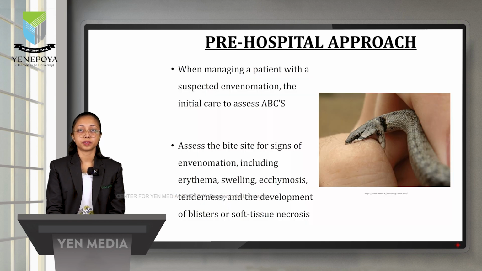Now, pre-hospital approach. When managing a patient with a suspected envenomation, the initial care is to assess ABCs, and assess the bite site for signs of envenomation including erythema, swelling, ecchymosis, tenderness and the development of blister or soft tissue necrosis.